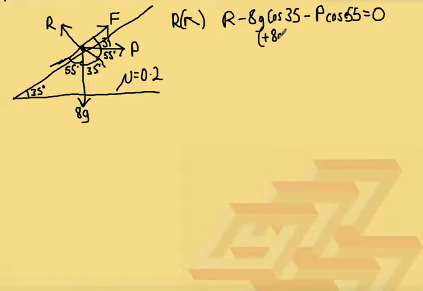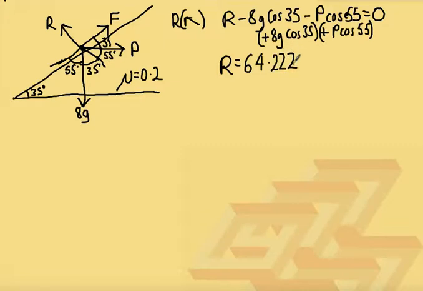So I'm going to add 8g cos 35 to both sides. And I'm going to add p cos 55 to both sides. So we get R is equal to 8g cos 35, which is 64.222. Just going to work to 3 decimal places.